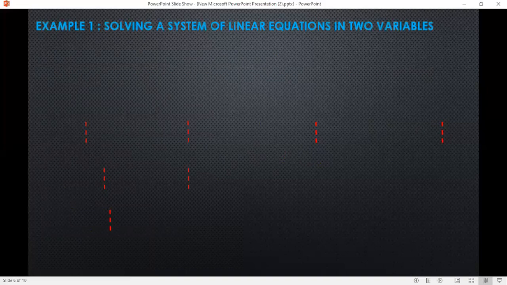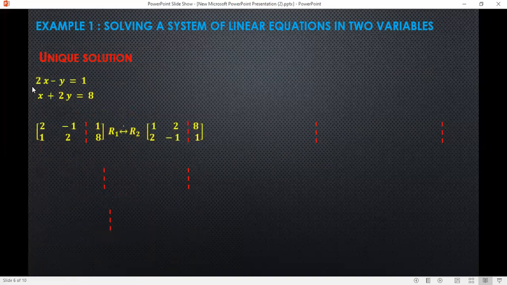Okay, solving a system of linear equations in two variables. I'm going to start with two variables, and after that I'll move on to a system of three variables in three given equations. So I'm starting with the unique solution. Here we have the first system, 2x minus y is equal to 1, x plus 2y equals 8. And I want to use the reduced row echelon form to solve this problem.